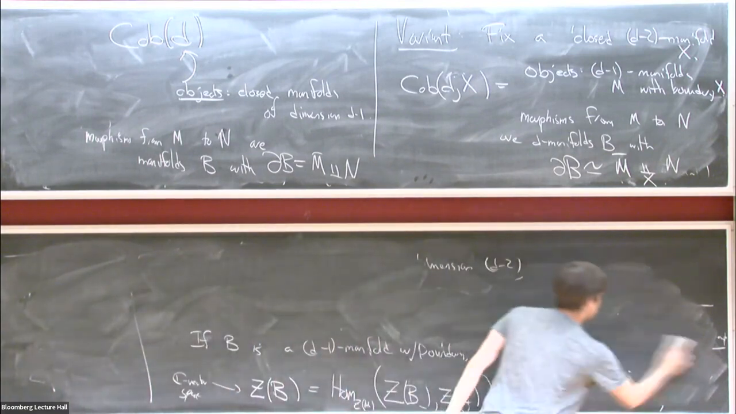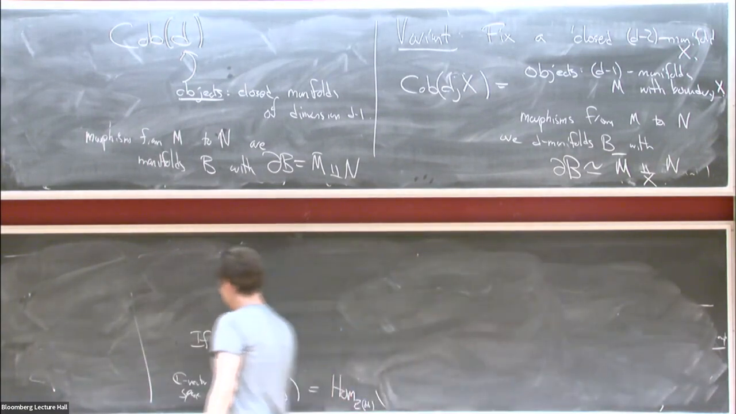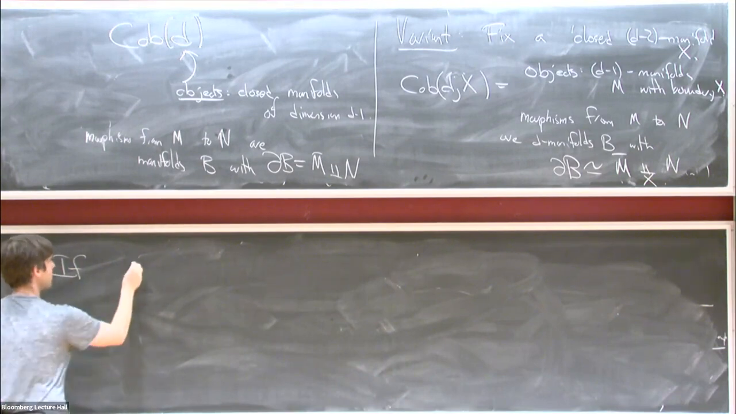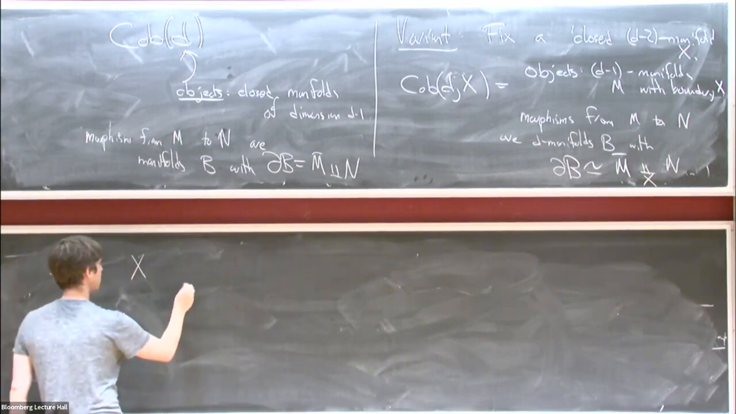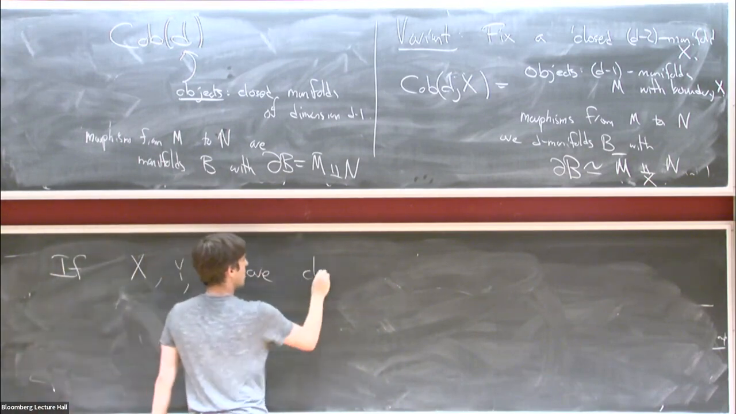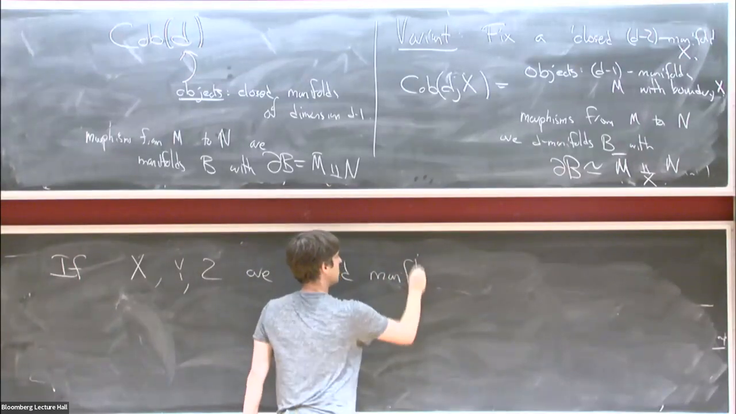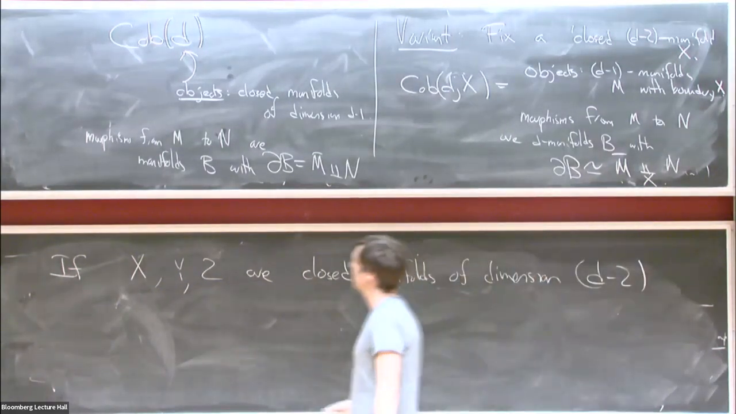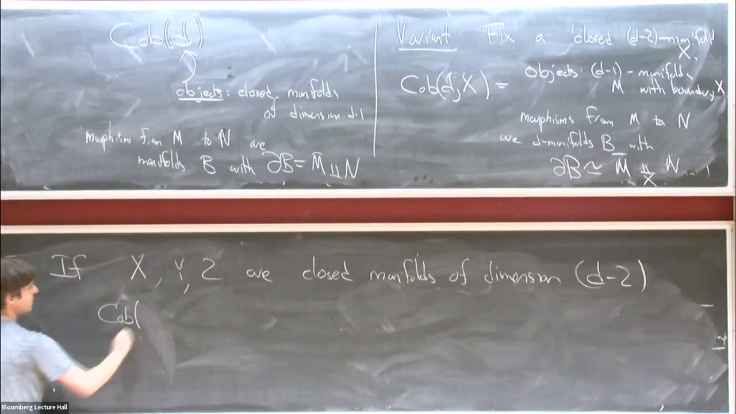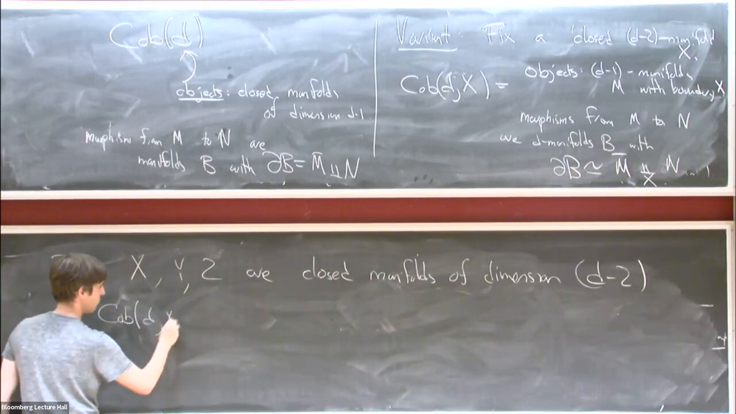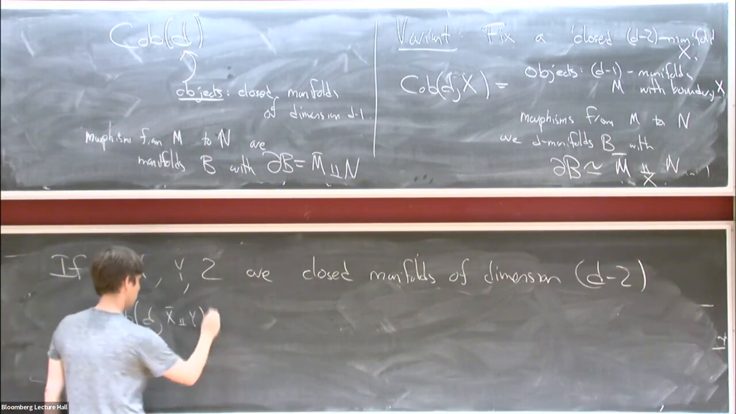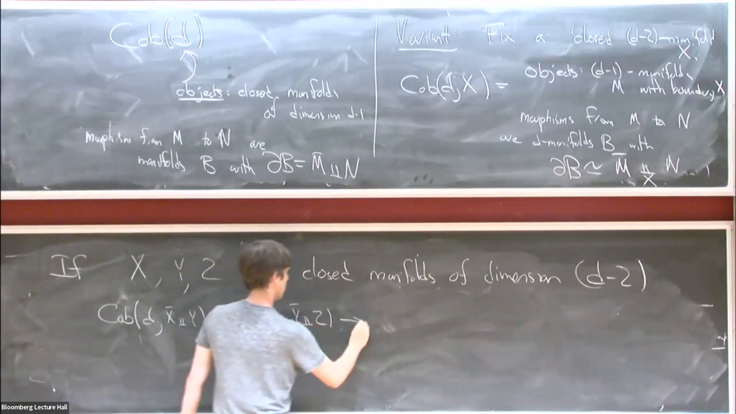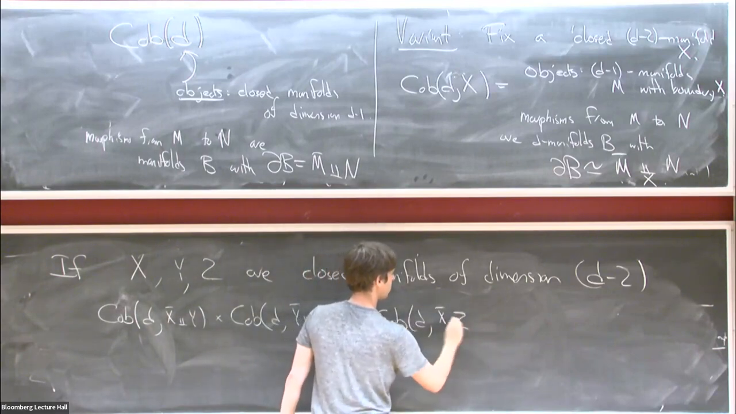And now I want to observe that there's an additional structure here, which is that, let's say, let me continue using X and Y. If X, Y, and Z are closed manifolds of dimension D minus two, then there's an operation that goes from Cobb D, X union Y, cross Cobb D, Y union Z, to Cobb D, X union Z.